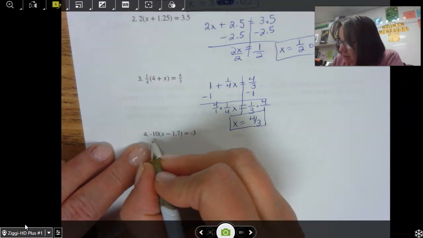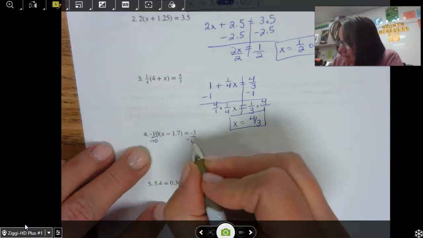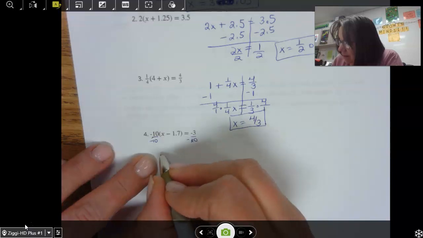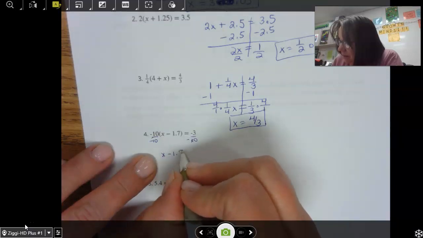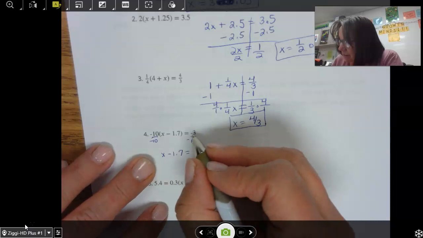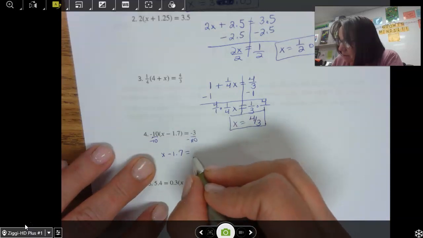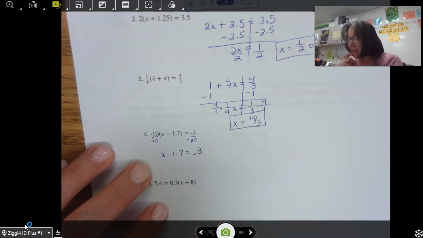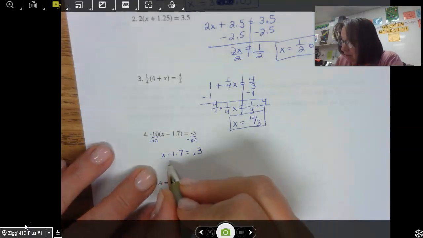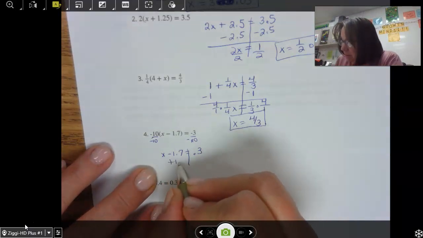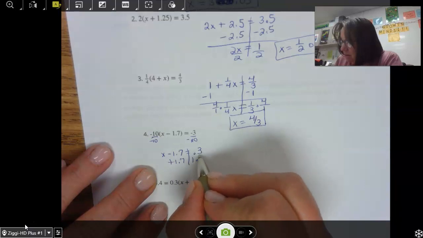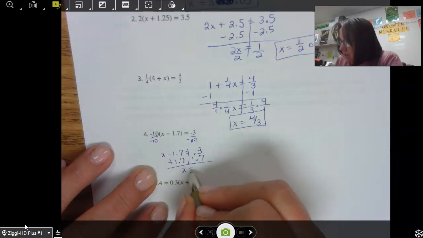If I divide both sides by -10, then I'm going to have x minus 1.7 equals a negative divided by a negative is going to be a positive 3/10, which is 0.3. And then to solve for x, you're just going to undo by adding 1.7 to both sides, and x equals 2.